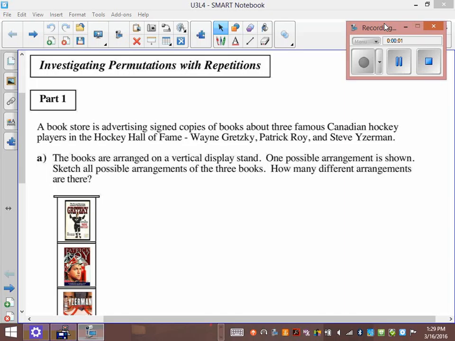So today we're doing permutations with repetition. So let's look at this. A bookstore is advertising signed copies of books about 3 famous Canadian hockey players in the Hockey Hall of Fame: Wayne Gretzky, Patrick Waugh, and Steve Yzerman.